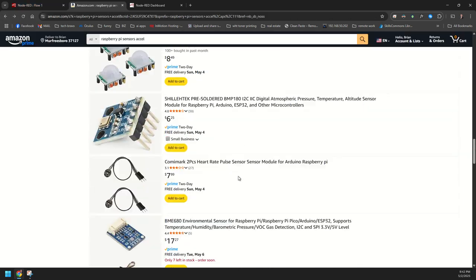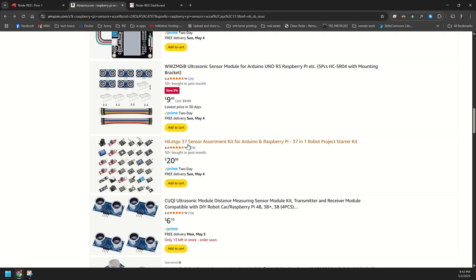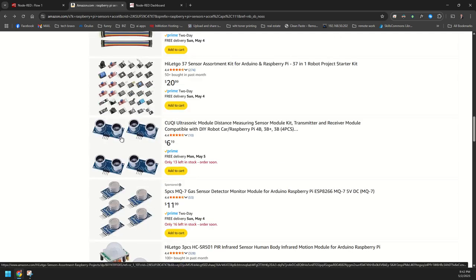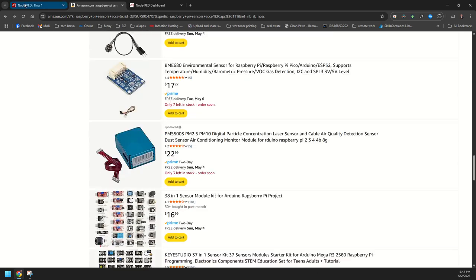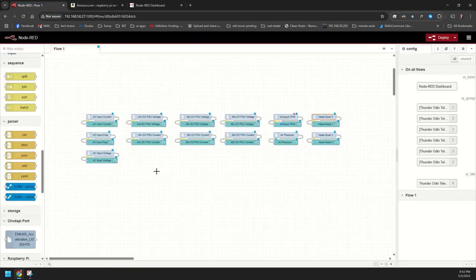Again, there's even kits here. You can get 37 sensors for $20. Some of them you may not need or want, but it's just kind of neat that you can integrate cameras. So I think there's probably some motion control or machine vision that could probably go on here. At least this could help with it.